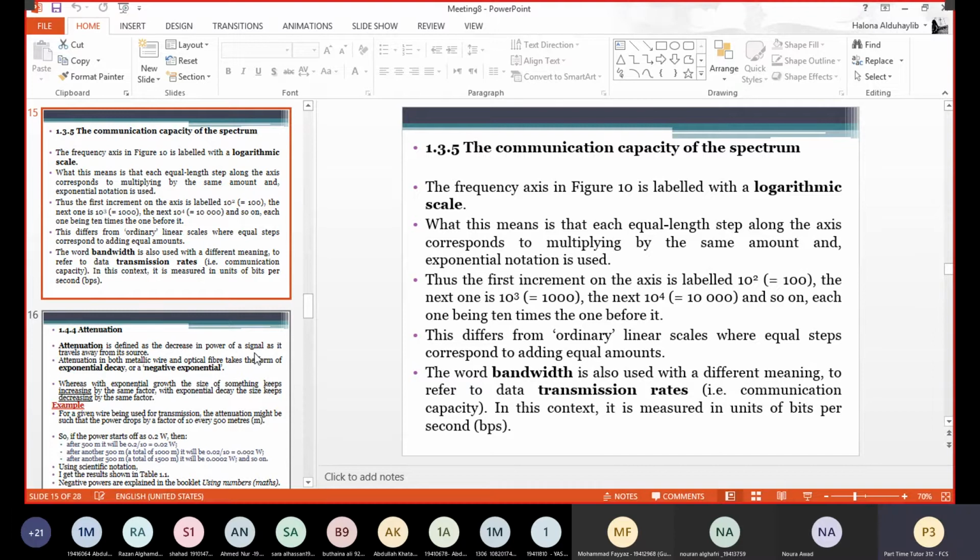So the word bandwidth is also used with a different meaning to refer to data transmission rate. So bandwidth is actually how much data is transmitted during this connection. We can call it transmission rate, communication capacity, all the same meaning. In this context, it's measured in units of bits per second.